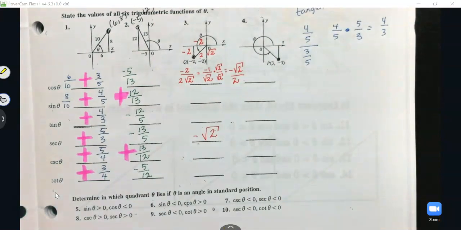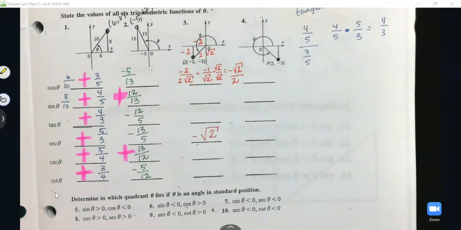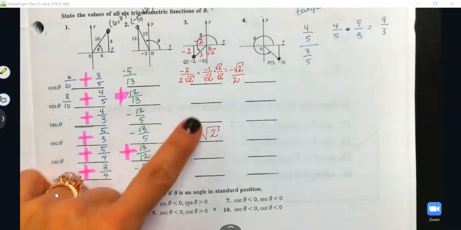Let me just say that one more time because I see a lot of kids do a lot of extra work when you don't have to. Please remember, you simplify it before you rationalize, and you use that to write the reciprocal. So easy. All right, let's move on to sine.